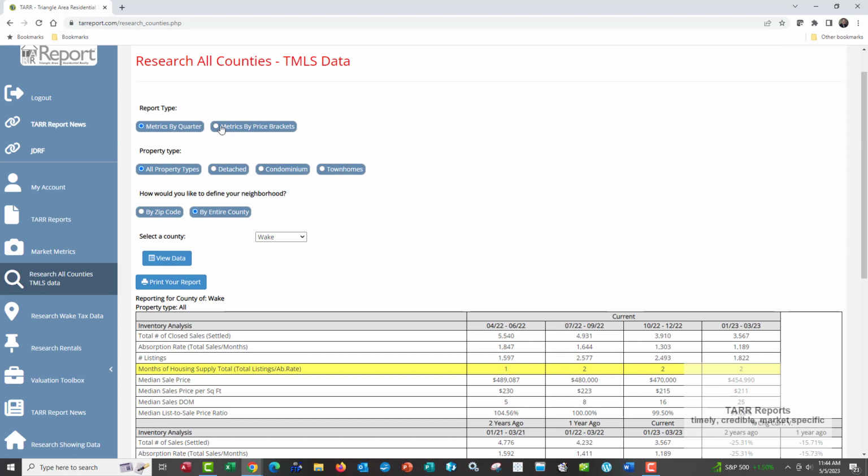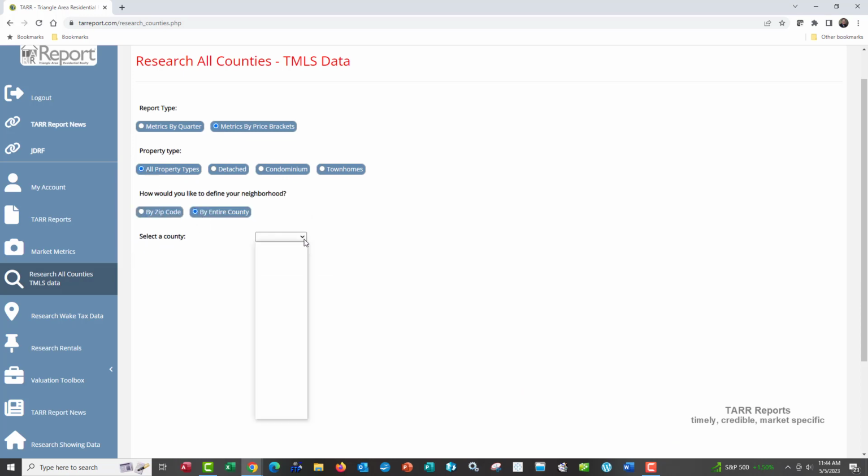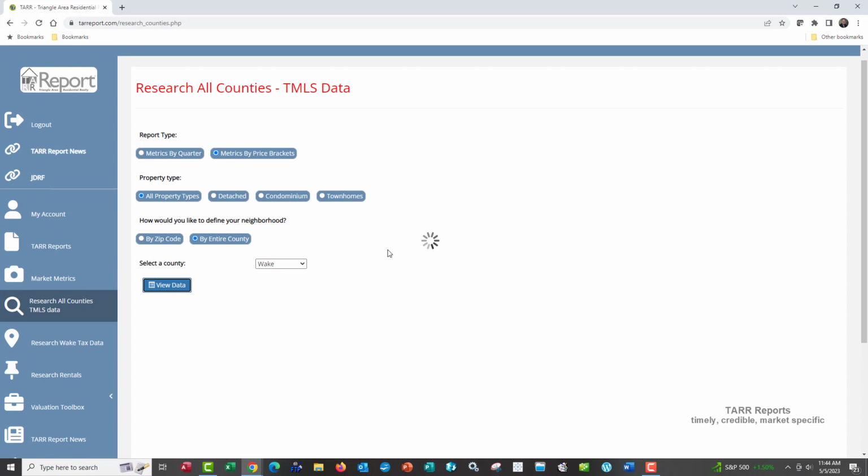Now the next aspect of this, we're going to do metrics by price brackets. I'm going to do all price brackets, all property types. We're going to do entire county. Once again, here are all the counties that are served by TMLS. You click on View Data.